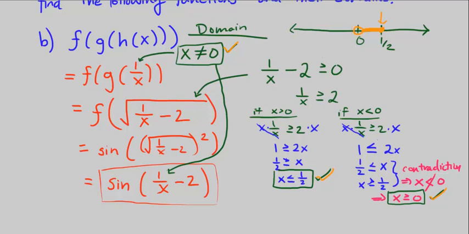So that gives us the domain. I'm going to go ahead and write it out now. The domain in interval notation is just from 0 to 1/2, right? And we have a parenthesis here because it's excluding 0, and a bracket here because it includes 1/2. Okay? So that is the domain for part B. Let's go on to part C.